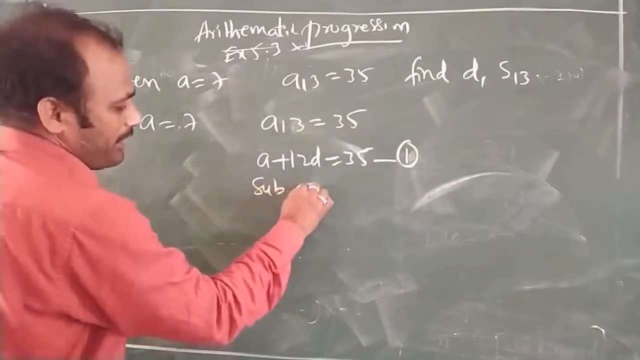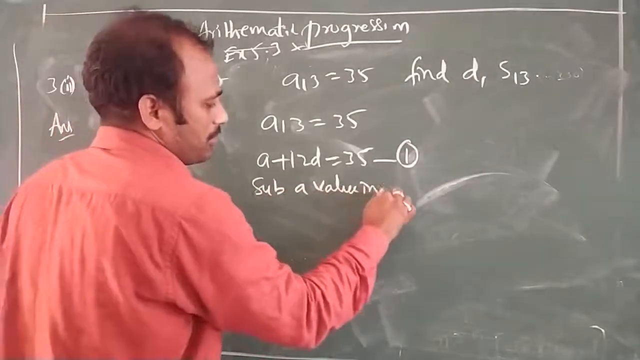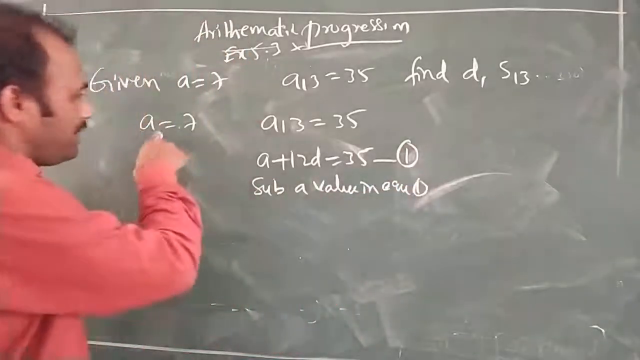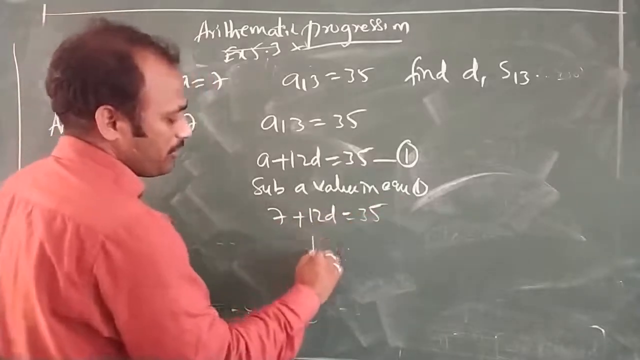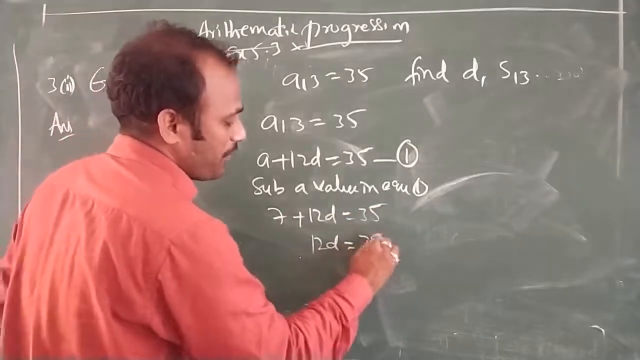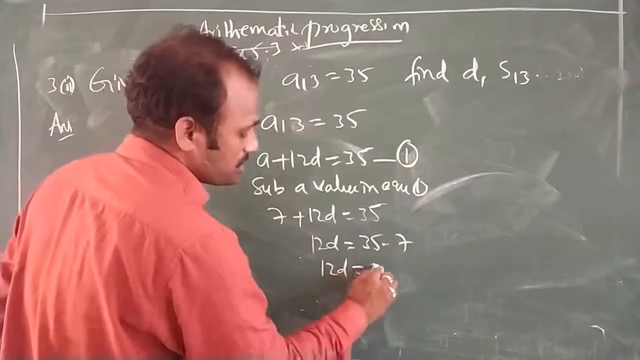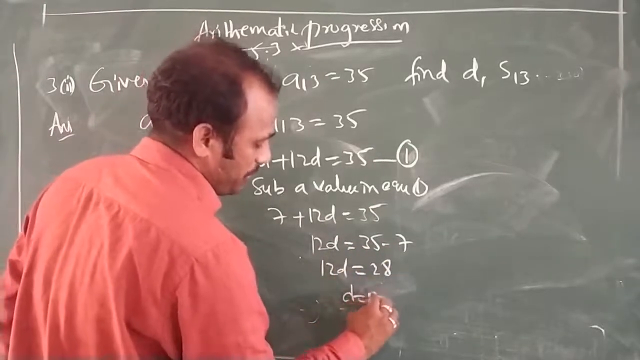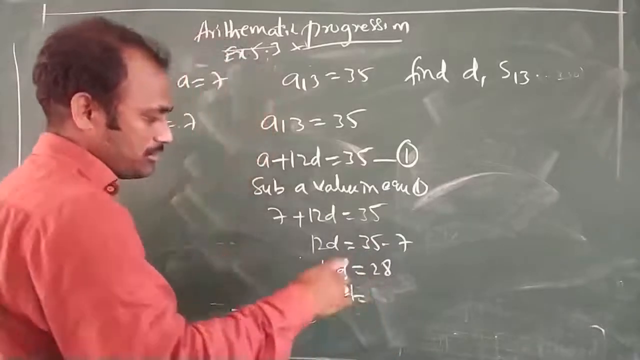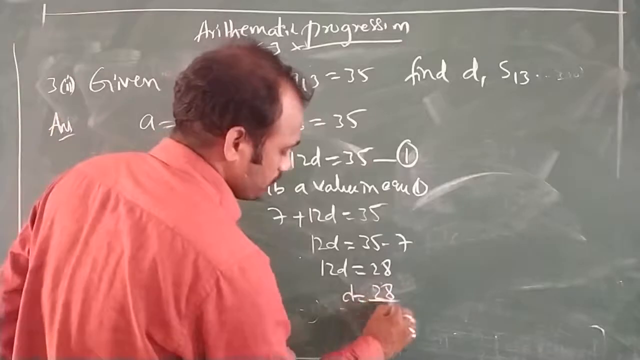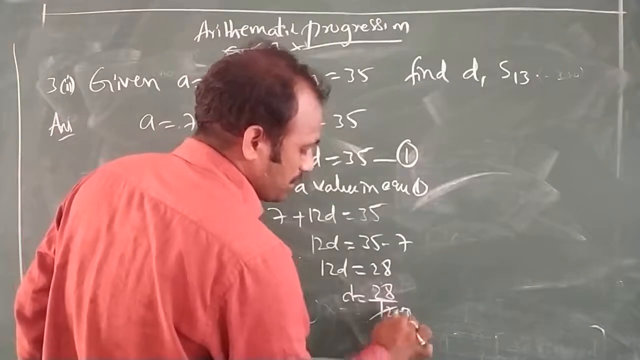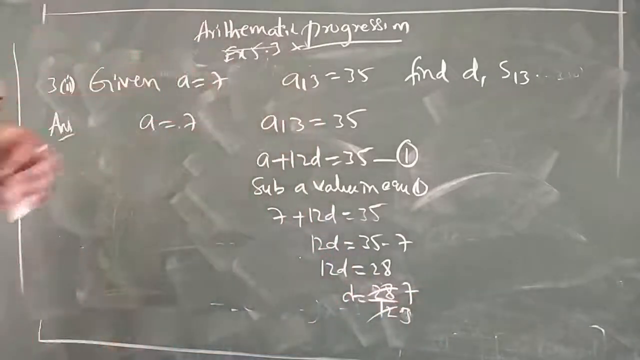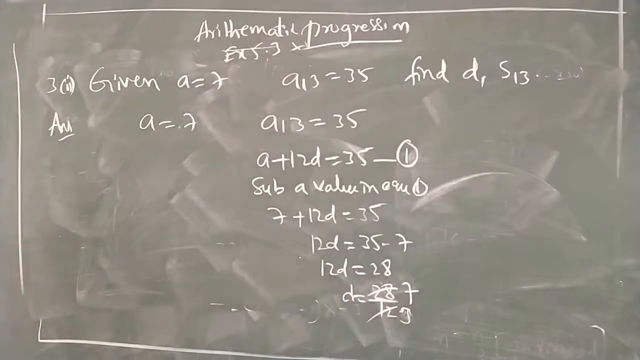Substitute the a value in equation 1. If I substitute the a value in equation 1, what will it become? 7 plus 12d is equals to 35. 12d is equals to 35 minus 7. So 12d is 28. d is 28 by 12, which is 4 3s are 12, 4 7s are 28. So common difference is 7 by 3. The d value we got as common difference 7 by 3.